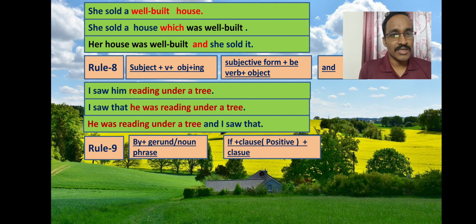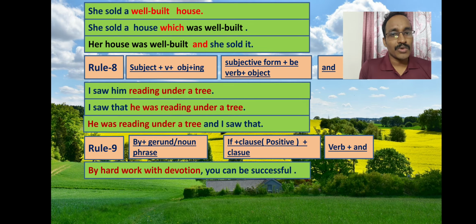So in conditional sentences the clauses are joined with if. So here you see the first clause, if we find by plus gerund in a sentence or by plus noun phrase, in that case the first clause or the subordinate clause will be affirmative and the next clause will be as you see in the exercise or in the example. And to make it a compound sentence we will use and.